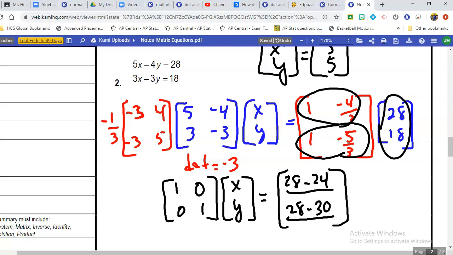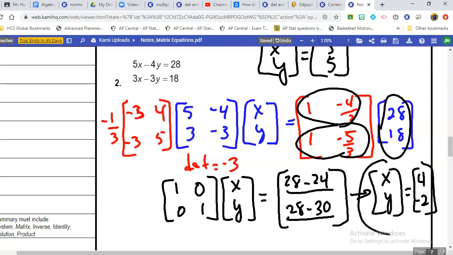So our final answer, I'll just write it over here to the side, would be x, y is equal to 4, and 28 minus 30 is negative 2. So we get 4, negative 2 for our solution.